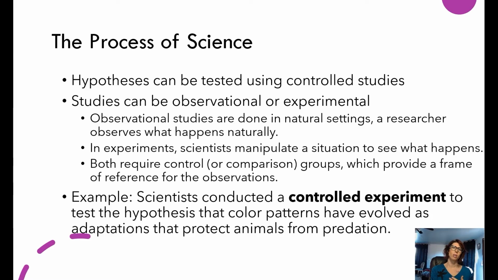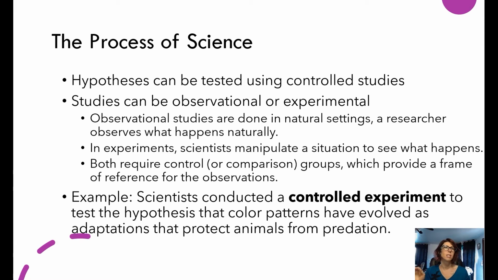So you could get around that by doing an experiment where scientists manipulate a situation. They isolate variables and manipulate them to see what happens. If I do this to this, then what happens? Of course, there's limitations there too, because does what happened in a lab really reflect what will happen in a natural system? So usually we really want to use both and collect data in both ways, to see what is really true. In both cases, we require a control group or a comparison group, which provides us a frame of reference for the observations. And I'll explain control groups in a moment.